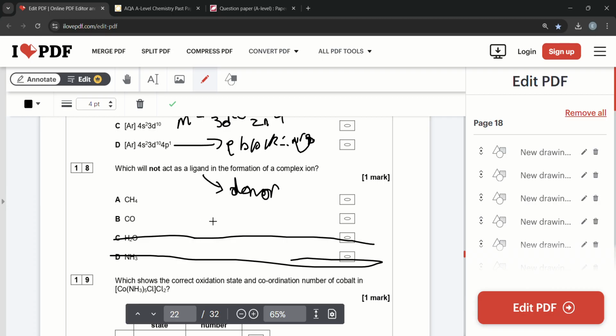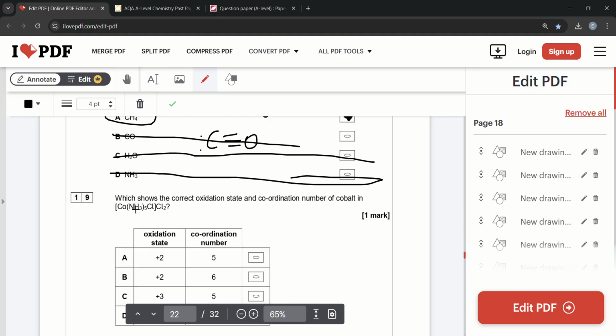Well, carbon monoxide, CO, triple bond O, it has a lone pair of electrons. So it can't be B. And CH4, well, obviously carbon can only have 4 bonds. So therefore, it has no lone pair of electrons, cannot act as a ligand in the formation of complex ion.